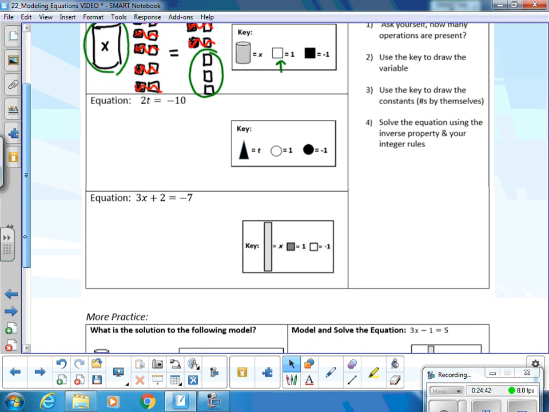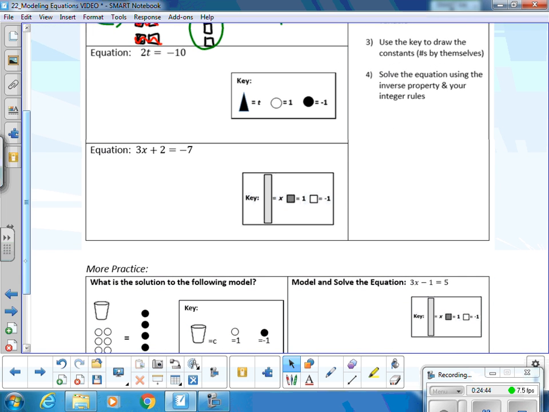Okay, let's scroll down. I'm going to let you do 2t equals negative 10 and try to solve it. You can draw your pictures on your paper, but I'm going to have you give me what you think t is equal to on your Edmodo quiz.